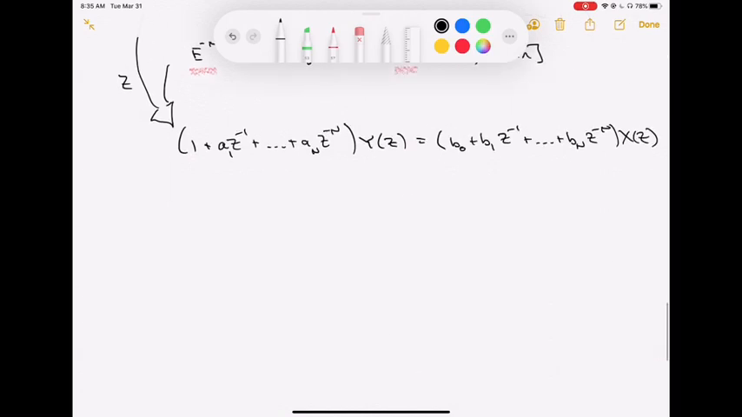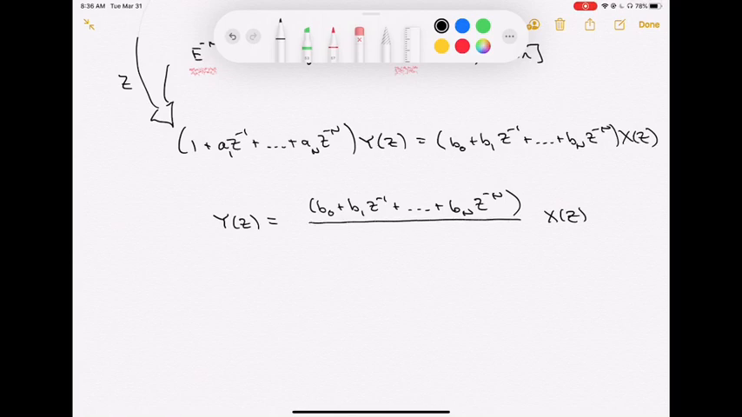Let's go ahead and solve, in this particular case, for Y of z. If I do that, I get Y of z being equal to the thing up top, that's b0 plus b1 z to the minus 1 plus all the way out until I hit b_n z to the minus n, and I will have an X of z out as well, but I divided by the term out front, that was the 1 plus a1 z to the minus 1 plus going all the way out to a_n z to the minus n, something along those lines.